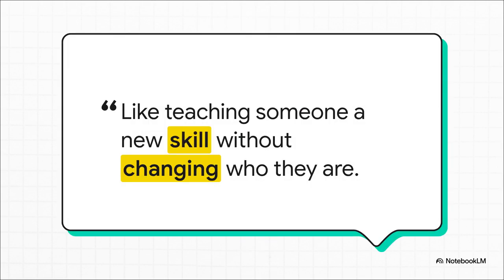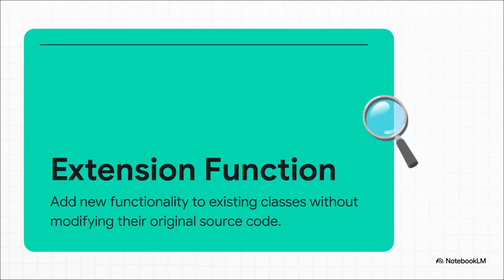Well, Kotlin's answer is this idea of an add-on skill. And the way it does this is with something called extension functions. The concept is actually really simple. You're not changing the original thing, you're just adding a new skill to it from the outside. So what does that actually mean for you? It means you can add new functions to any class you want, even classes from libraries you didn't write and can't touch. You're literally extending what they can do without all the baggage of inheriting from them.